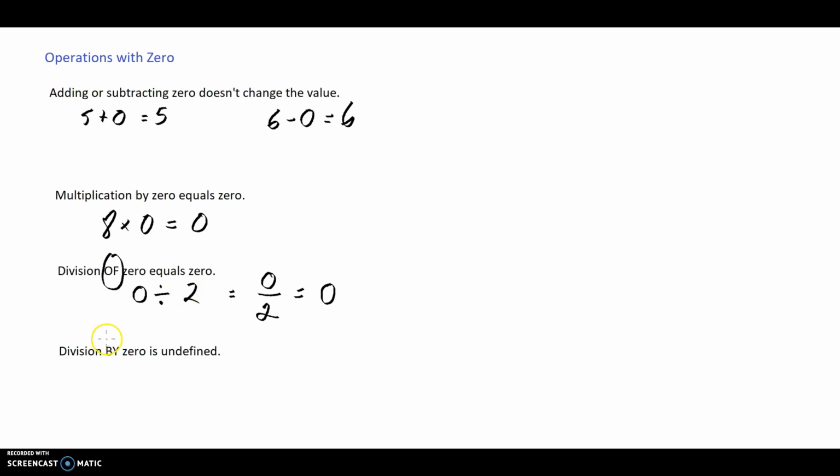And lastly, division by 0. Division by 0 is undefined. There isn't a number that exists to represent what happens when we divide by 0. So that would look like this, 10 divided by 0. In other words, 10 over 0. A denominator cannot be 0. This is undefined. We don't have a number to represent that. Okay, so that's the end of 1.2.